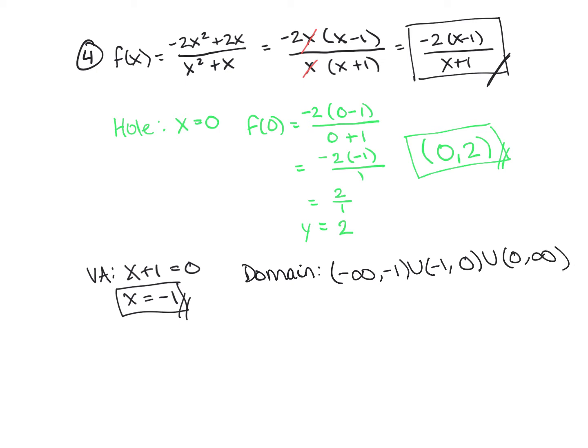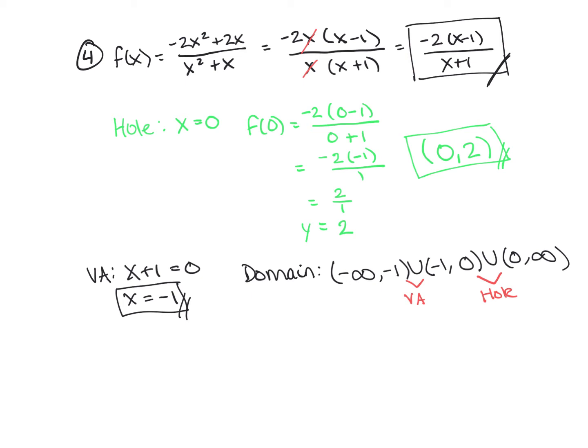So our domain goes from negative infinity to negative 1, negative 1 to 0, and 0 to infinity. The break at negative 1 is because of the vertical asymptote, and the break at 0 is because of the hole.